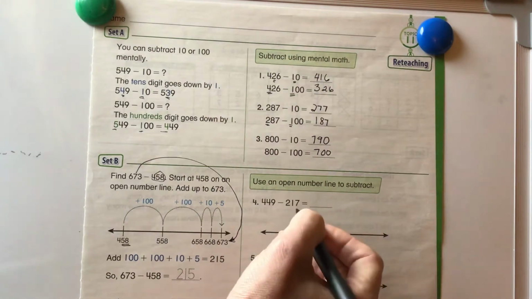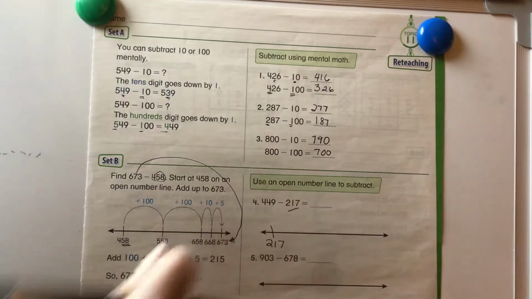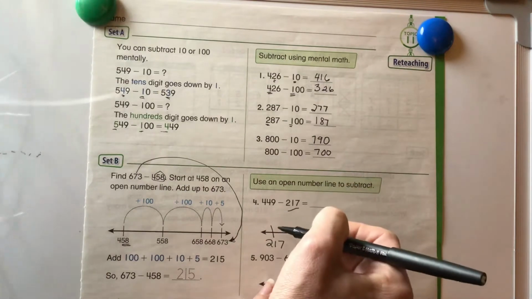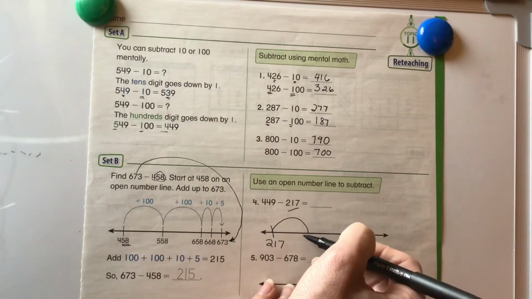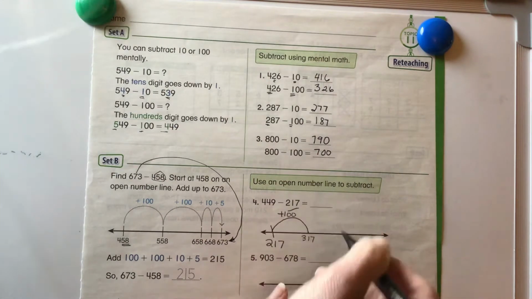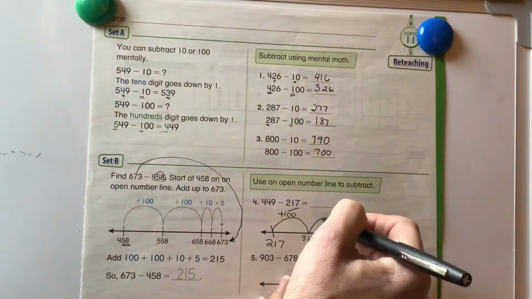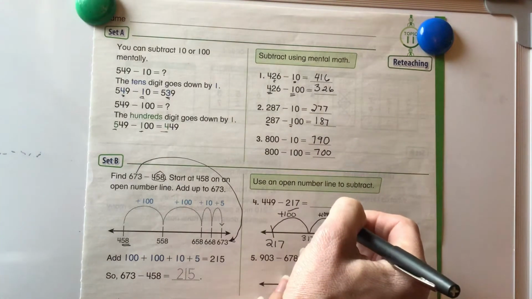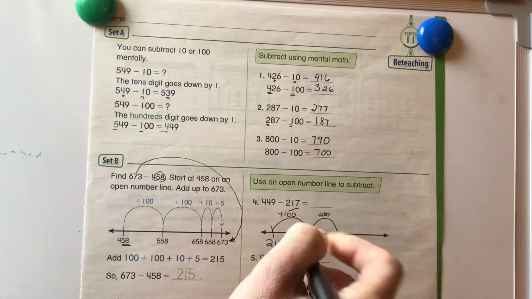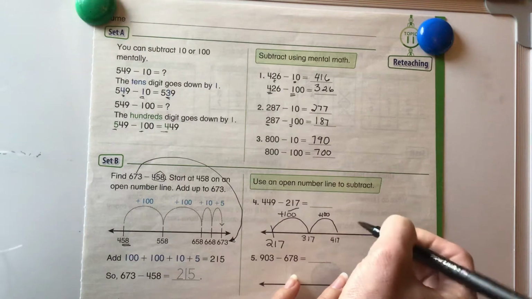So on this one here, we're going to start at 217, and our goal is to get to 449. So let's go up by 100. That puts us at 317, so that's plus 100. And then, let's see, we can do another one to 417, plus 100. And then we need to get up to 449. So I'm going to do by tens.